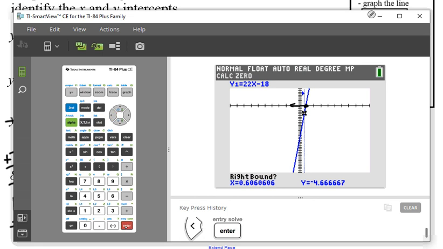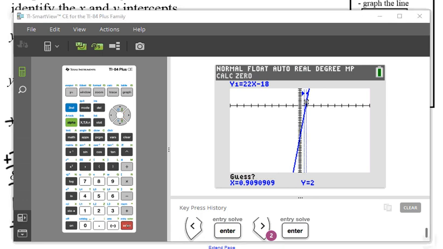Now the prompt is to be on the right side of the intercept. Well, to be on the right side of the intercept, I need to be this way of it. So I need to move my cursor so I'm on the right side of the intercept. Hit enter. Now what is the calculator prompt? Would you like me to guess? Please, yes, we want you to. So we hit enter. And where is our x-intercept? You can add this onto your sheet. The x-intercept is at 0.820. There's your x-intercept.